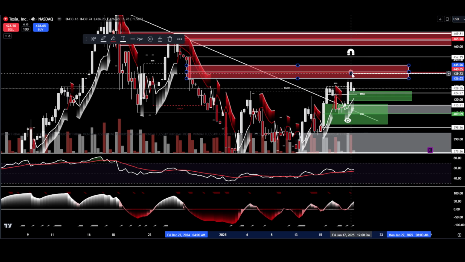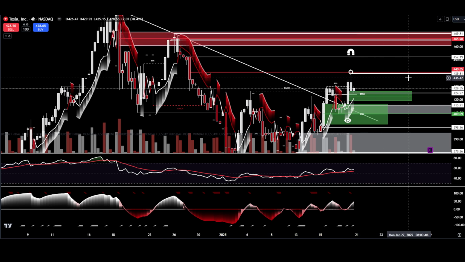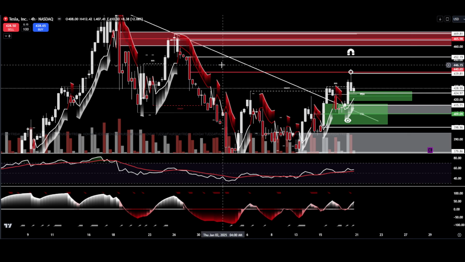But we made that push into that fair value gap. Now I am expecting this fair value gap to get taken out and not offer resistance to push us back down. We already found the resistance as we pushed up into it. I am looking for us to push back up into it and potentially close that out, right? And that'd be closing candles above 446.15.